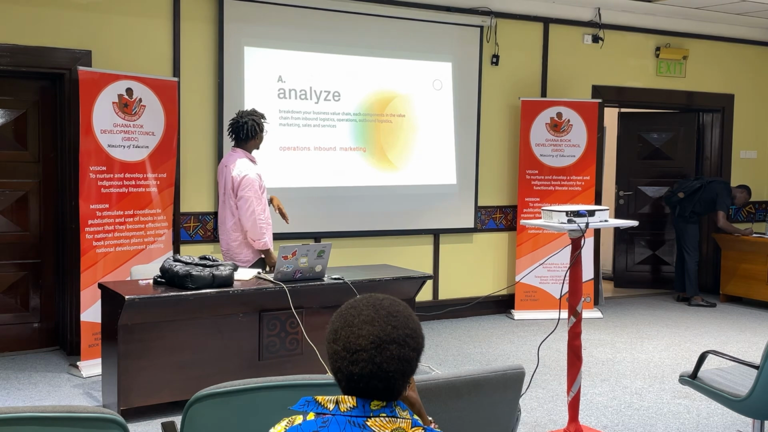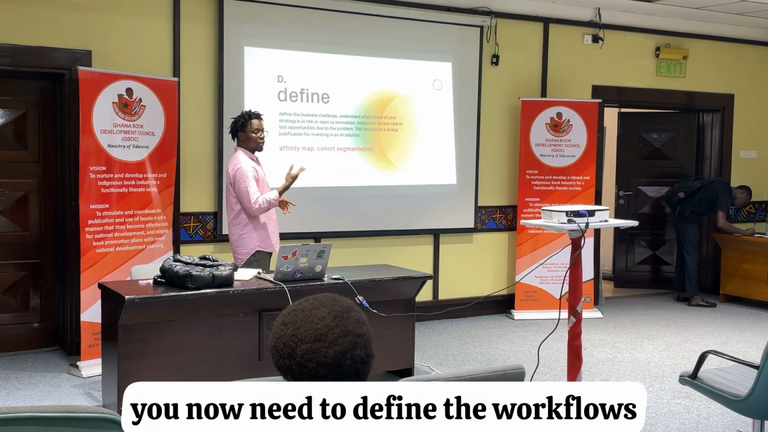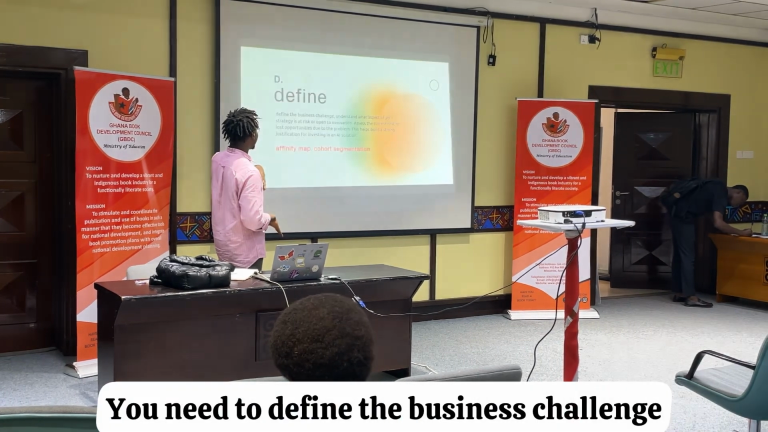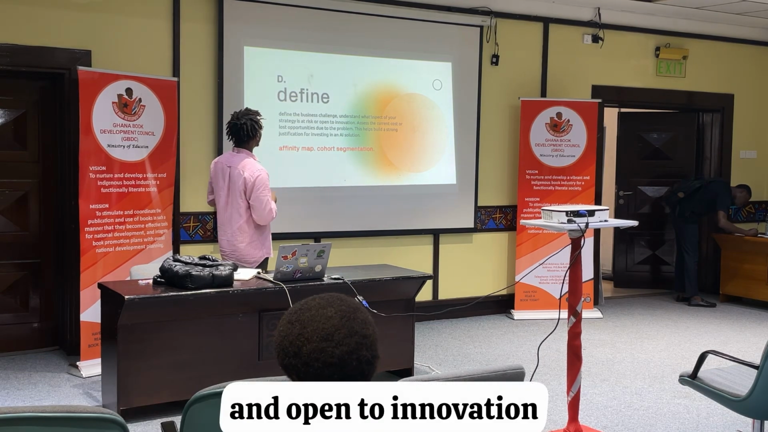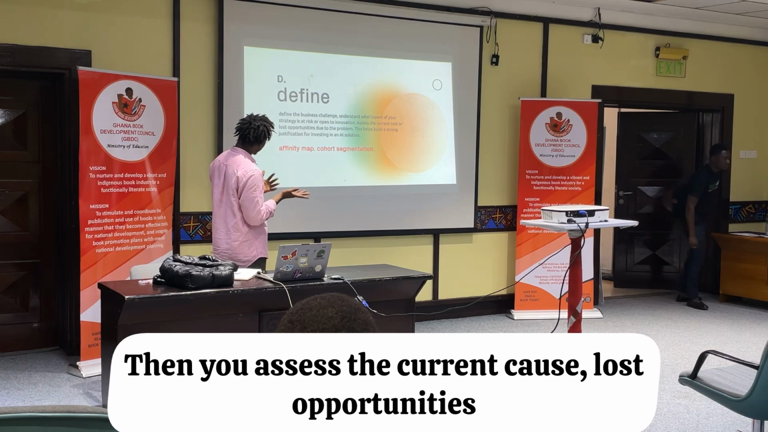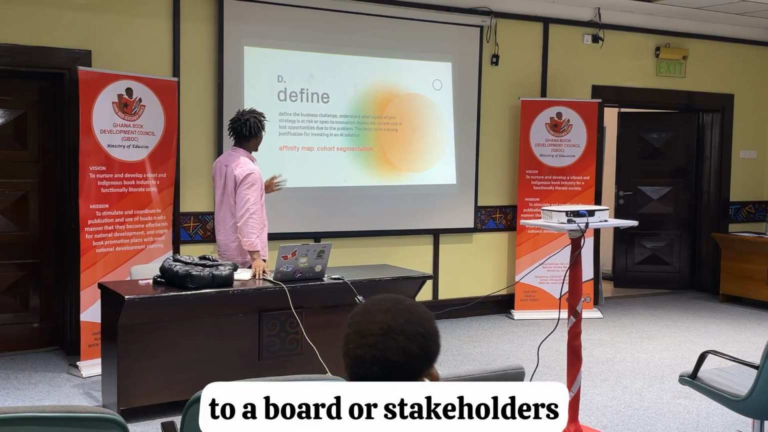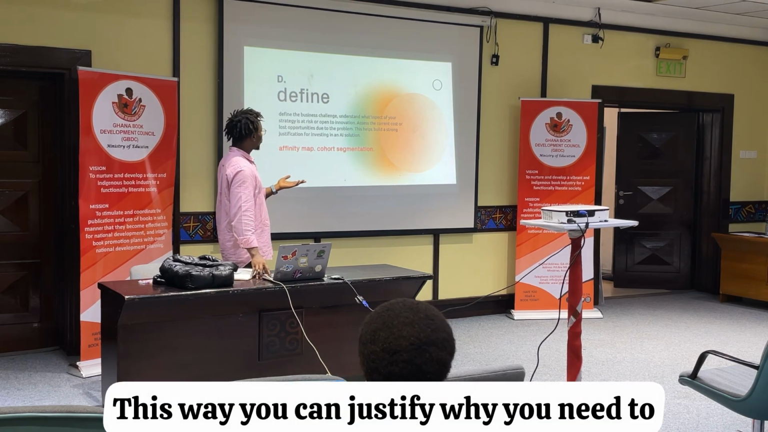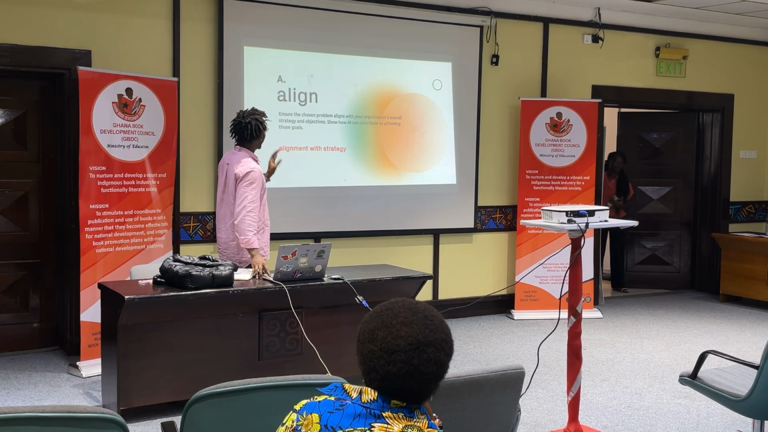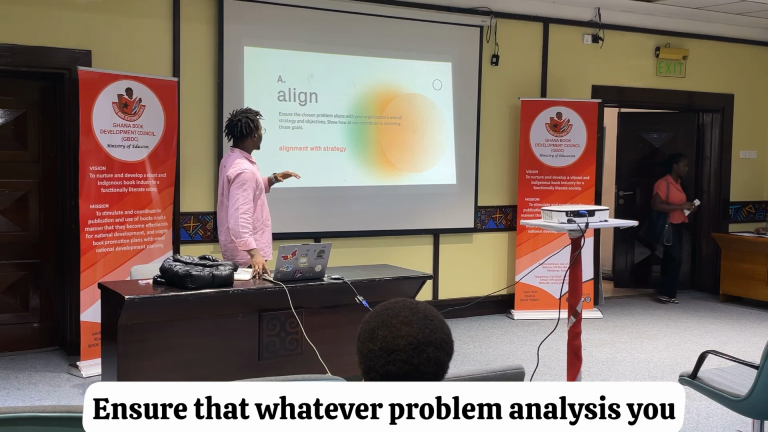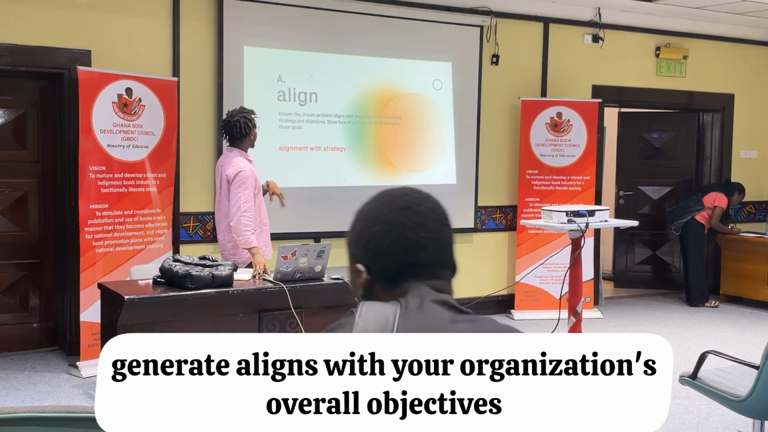So that's what you do. First, you need to analyze. Next, you need to define. When you've done the analysis, you now need to define the workflows. You need to define the business challenge, understand what aspects of your strategy is a risk, and open to innovation. Then you assess the current cost, lost opportunities, especially if you're going to present this to a board or stakeholders. This way you can justify why you need to build an AI solution. Then you need to align. Ensure that whatever problem analysis you generate aligns with your organization's overall objectives.